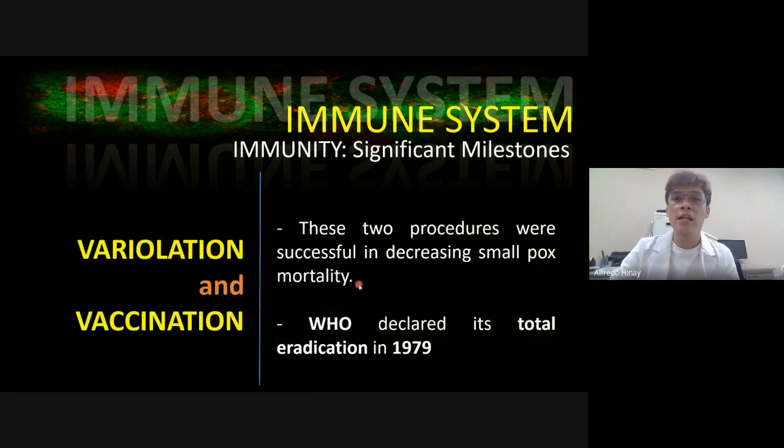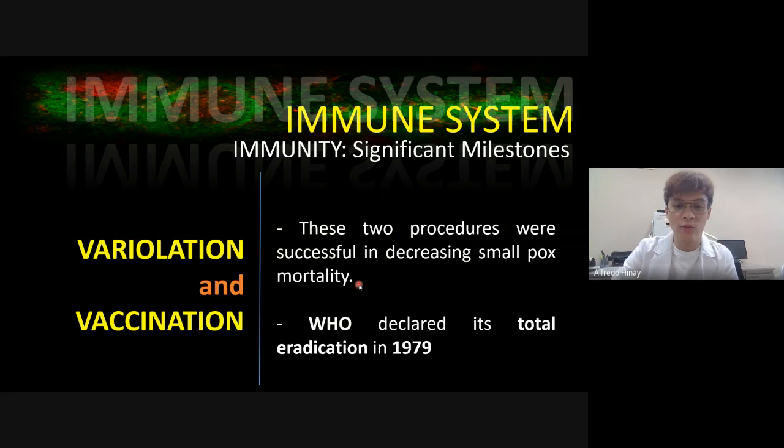And then let's try to also have the two terms, variolation and vaccination. These two procedures were successful in decreasing smallpox mortality, leading the WHO, World Health Organization, to declare the total eradication in 1979. Ayan, 1979 pala class yung ano.